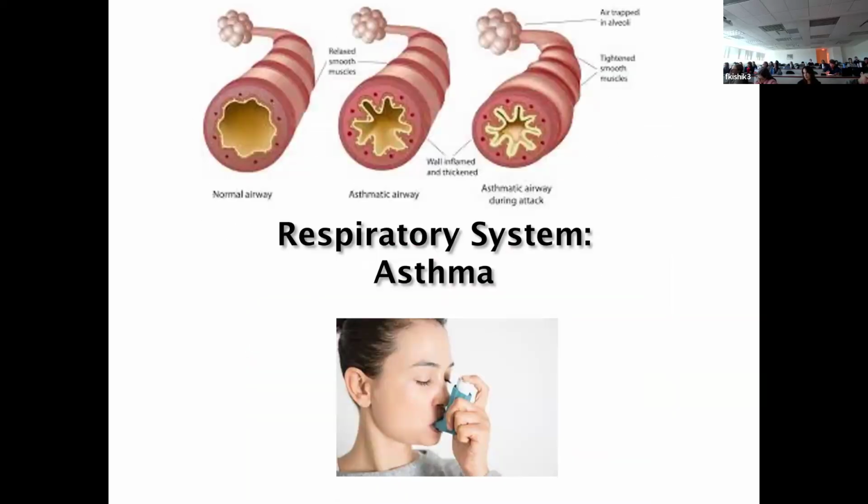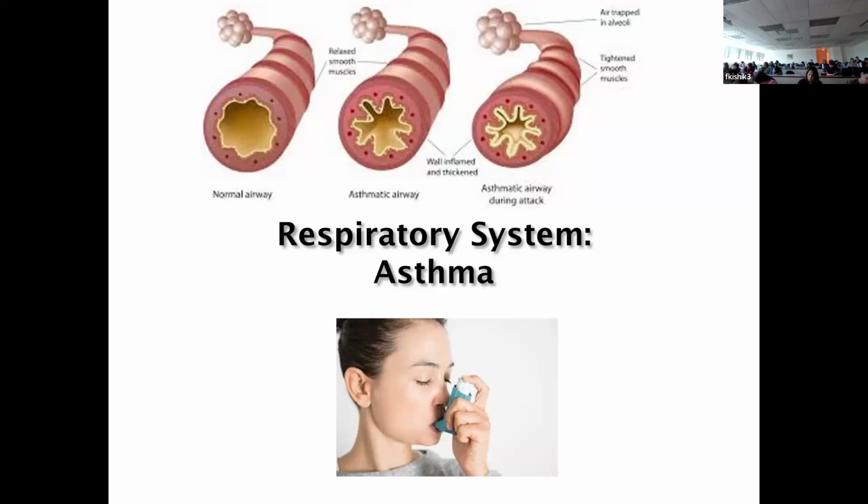Okay. Asthma. So you get your normal airway over here, and these are your asthmatic airways. Your asthma is a three-headed monster. You got what again? Spasm, bronchospasm, right? Three-headed monster. Inflamed airways, mucus production, bronchospasm.